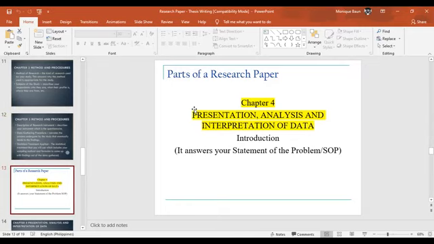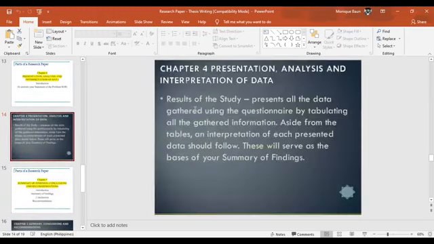For chapter 4, the title is Presentation, Analysis, and Interpretation of Your Data. We have the introduction, and then you will provide your SOP, and under your SOP you will provide the answers gathered from your respondents. Results of the study presents all the data gathered using the questionnaire by tabulating all the gathered information. Aside from the tables, an interpretation of each presented data should follow. This will serve as the basis of your summary of findings.